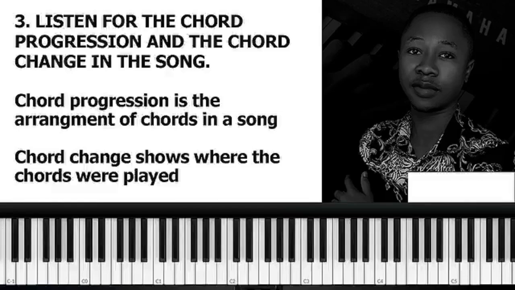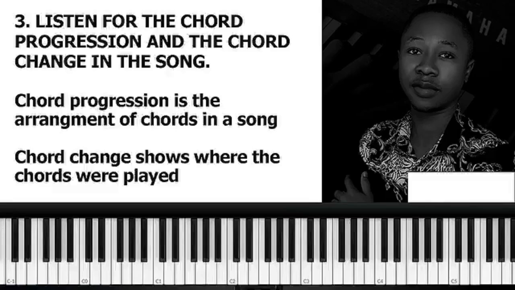So for example, if somebody says a chord progression is 1 4 5, or do fa sol, that is the arrangement of the chords in the song. Do was first played, then fa, after do they played fa, after fa they played sol. Or if I choose the number system, after 1 they play the 4, after 4 they play the 5. So what is the arrangement of the chords in the song? Listen for the chord progression and the chord change. The chord change shows where the chords were played.